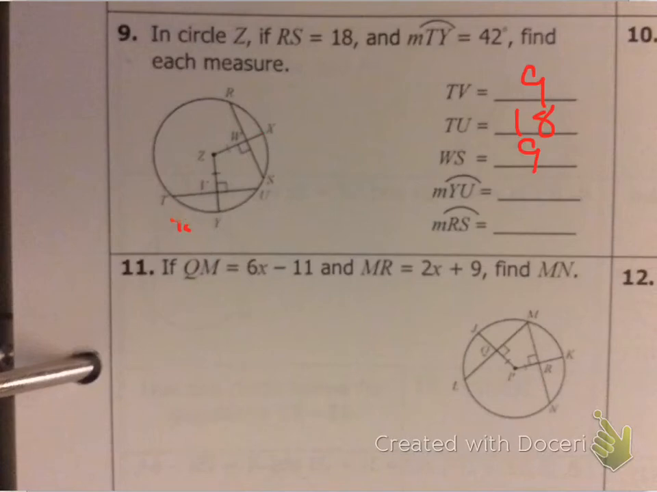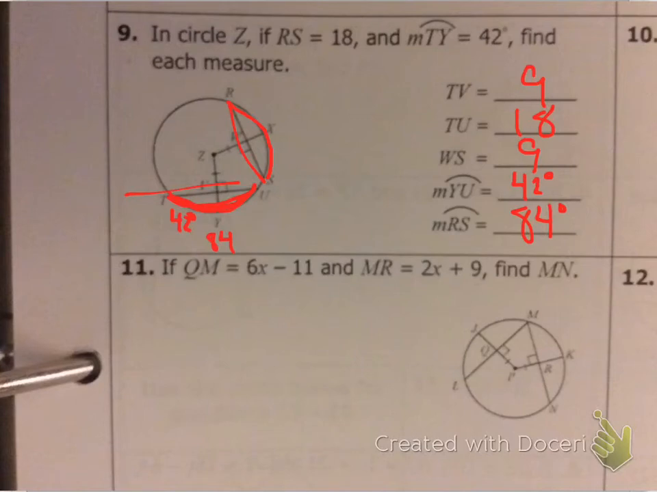So if TY is 42, then YU will be 42 degrees also. And if that's 42 degrees, that would mean this all together is 84 degrees. Well, guess what? RS has to be congruent because, again, these chords are congruent. So that's 84 degrees. And there you go.